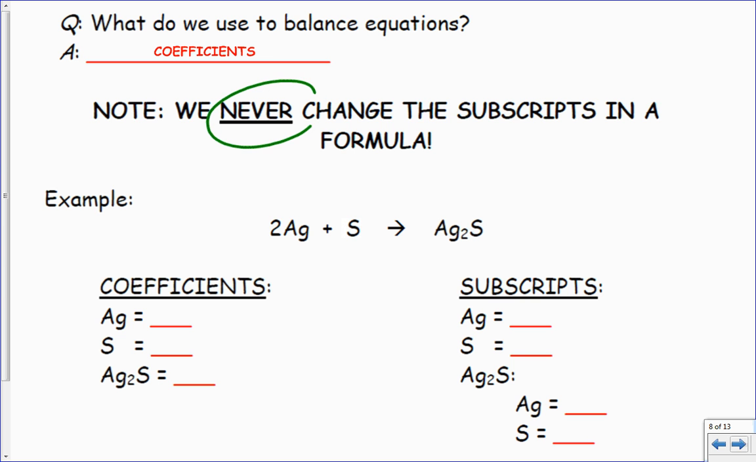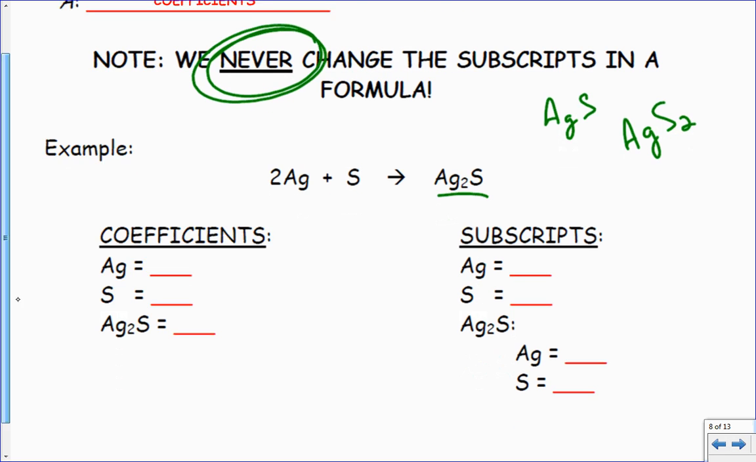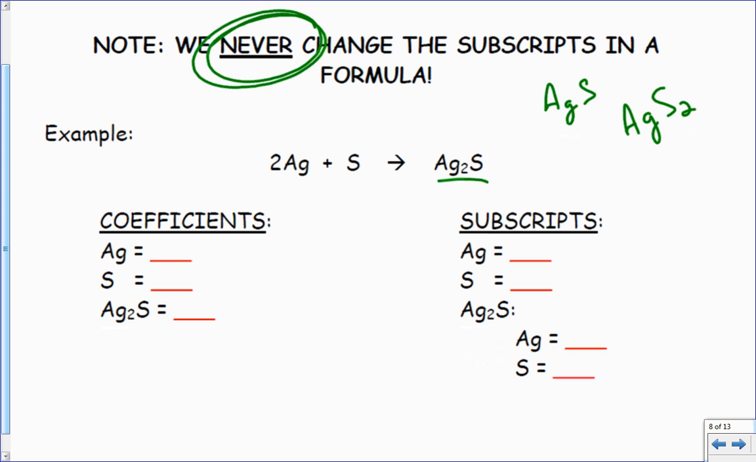We will never, ever, ever use subscripts because that's going to change what it is. So if you just look here real quick, I have Ag2S. Well, AgS is not the same thing, and AgS2 is not the same thing. So if I were to try to use subscripts, that's going to change what's going on, and it breaks the rules. I know some of us like to break more rules than others.